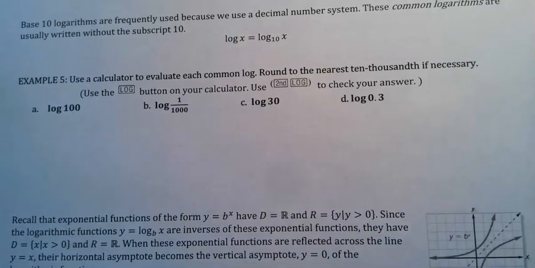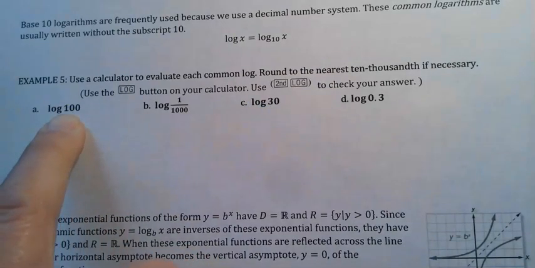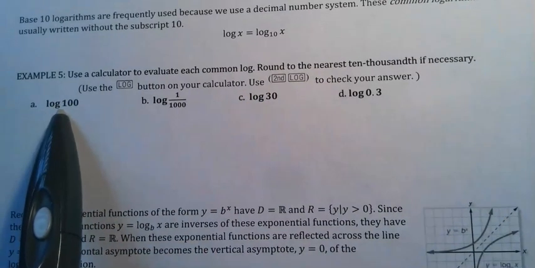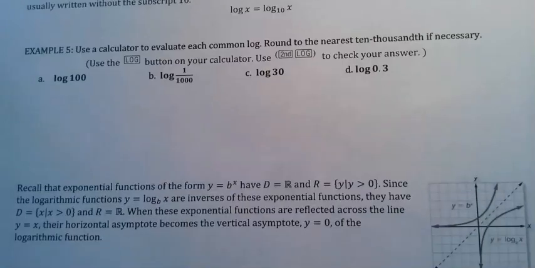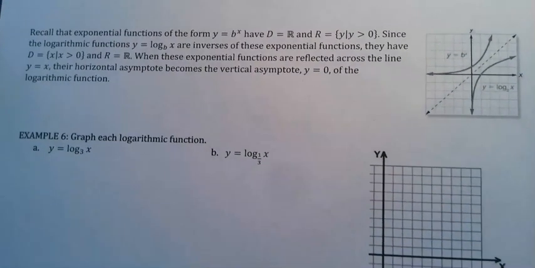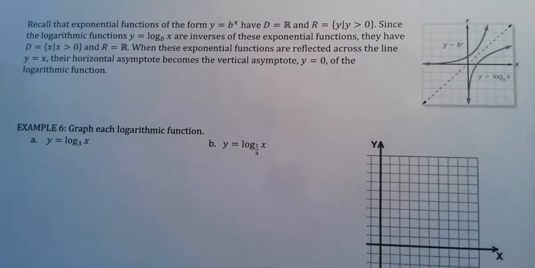So those are called common logs. Remember, they just don't have the base, they don't have that 10 down there. They don't write that subscript of 10, because they're in the base 10 system. All right, so I want you to recall, think back, that exponential functions in the form of y equals b to the power of x have a domain of all real numbers, and they have a range of y such that y is greater than 0.